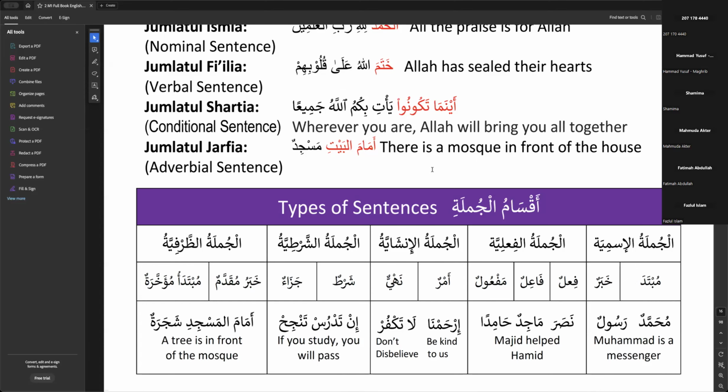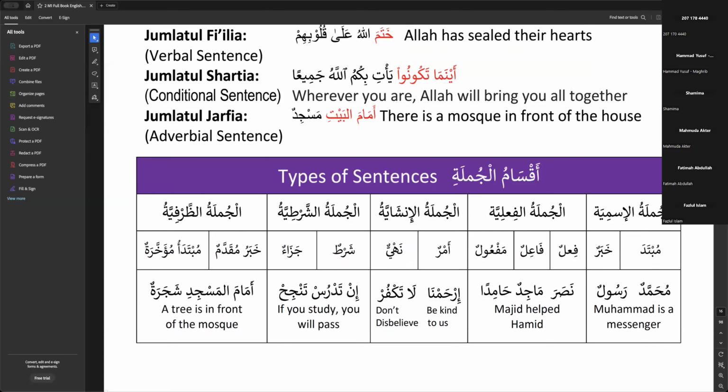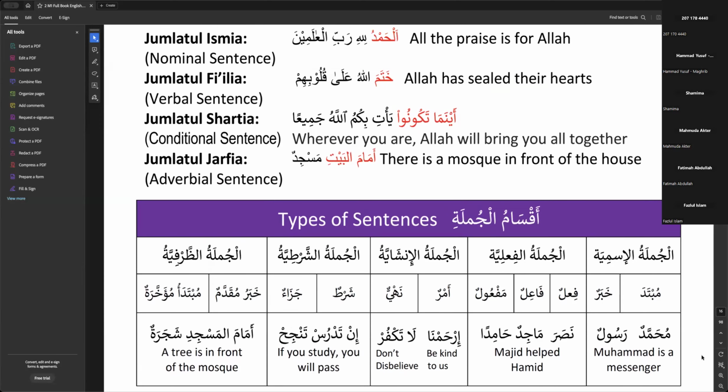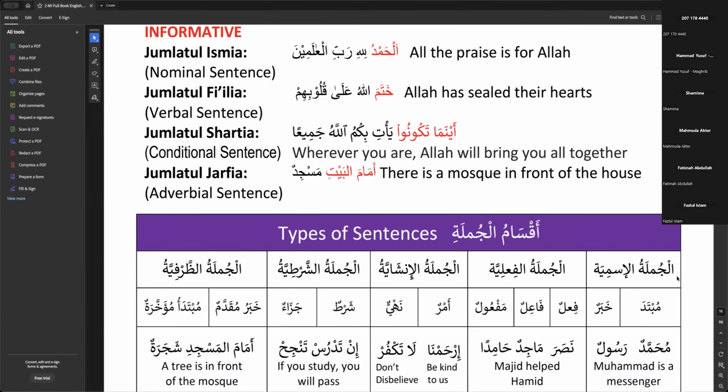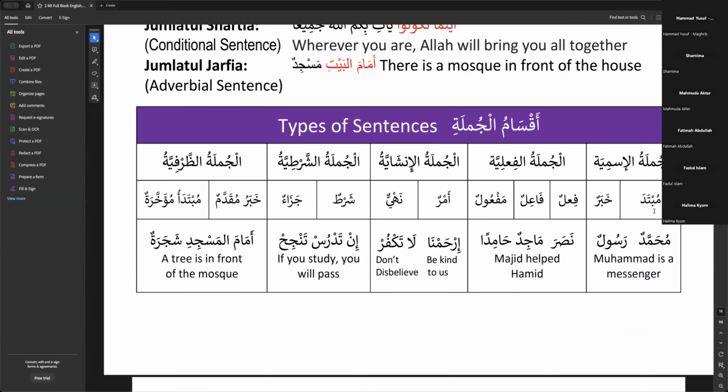Now there are some examples below here, which I'm going to go through in a minute. Move this one here. There you go. So right. Can you see this example? Is Ismiya, Al-Jumlatul Ismiya. You can see it. Yeah? All of you? Al-Jumlatul Ismiya.